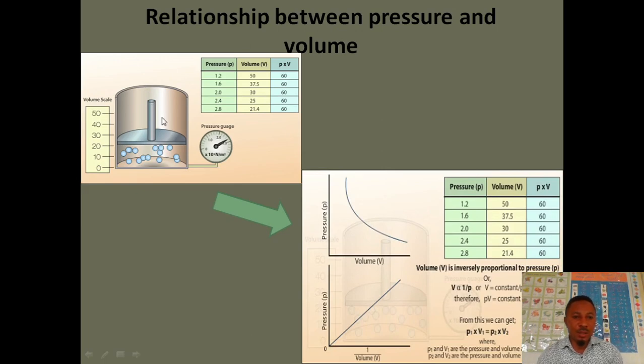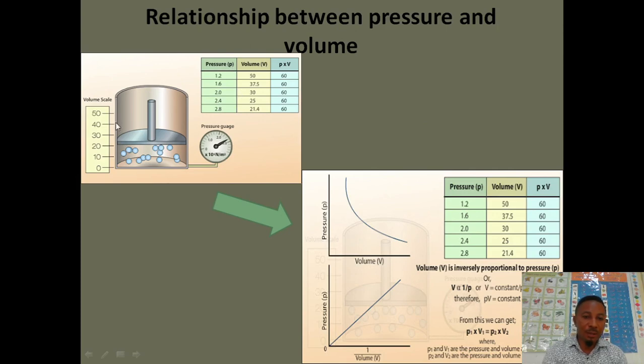Now we can actually study this in the lab. We can keep reducing the volume and taking the pressure in each case. So here the volume is 50, the pressure is 1.2 atmosphere, and here the volume is 37.5, and the pressure is 1.6, and so on and so forth.